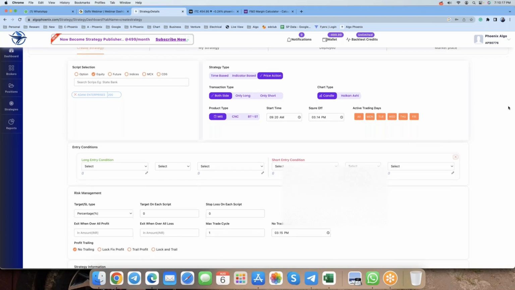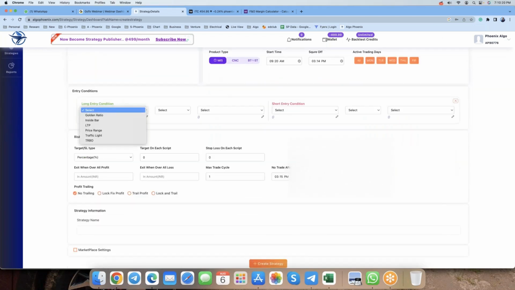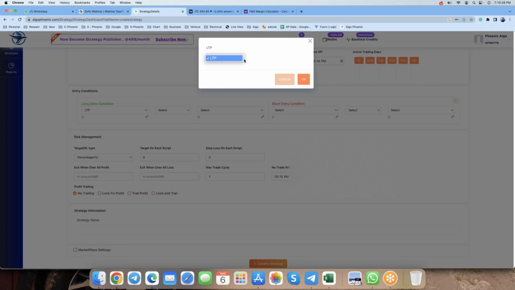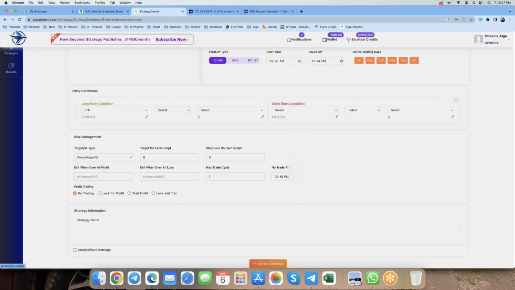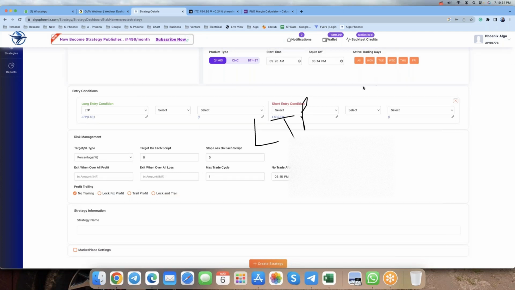After that, let me go to last traded price. I'm getting into last traded price. Nothing complicated, no coding required. So what I'm trying to say is: if my last traded price crosses this, go long; crosses this, go short. We're trying to write a condition like this.